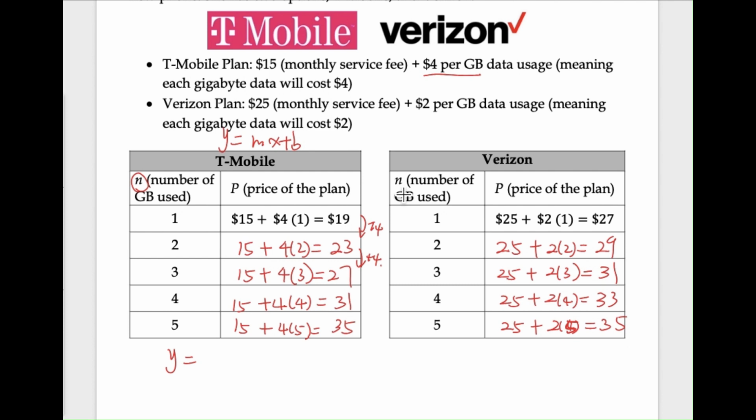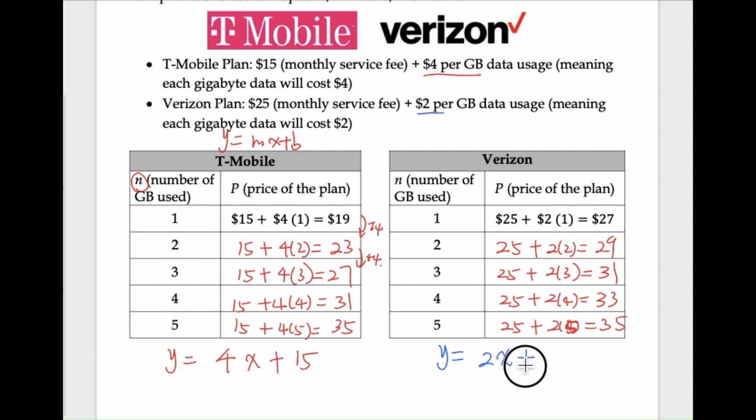In other words, it is the slope in our situation. So we can just write down 4x. X represents the number of gigabyte we use, and the monthly service fee is a starting point of $15. Then it's considered as our y-intercept for this. And same thing in here, let's use a different color. And this one will be 2x because each gigabyte is going to be $2.